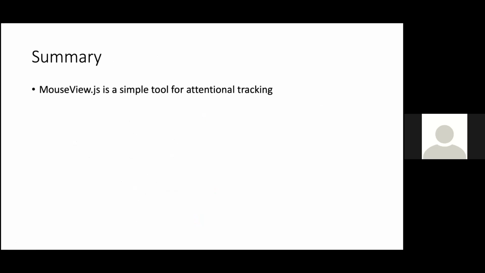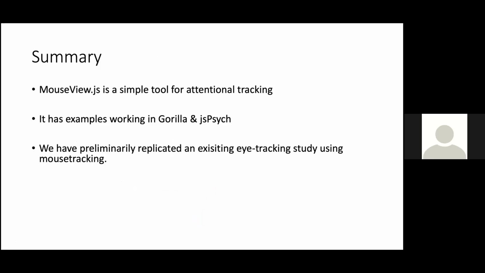Yeah, so that's it. To summarize, Mouseview.js is a simple tool for attentional tracking. It has examples working in Gorilla and JS Psych at the moment, with a better version coming in Gorilla. And we've preliminarily replicated an existing eye tracking study using this. And it's available on GitHub.